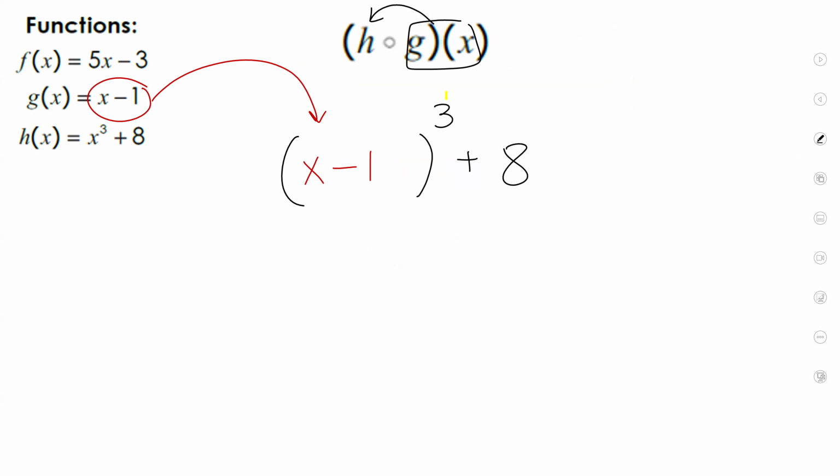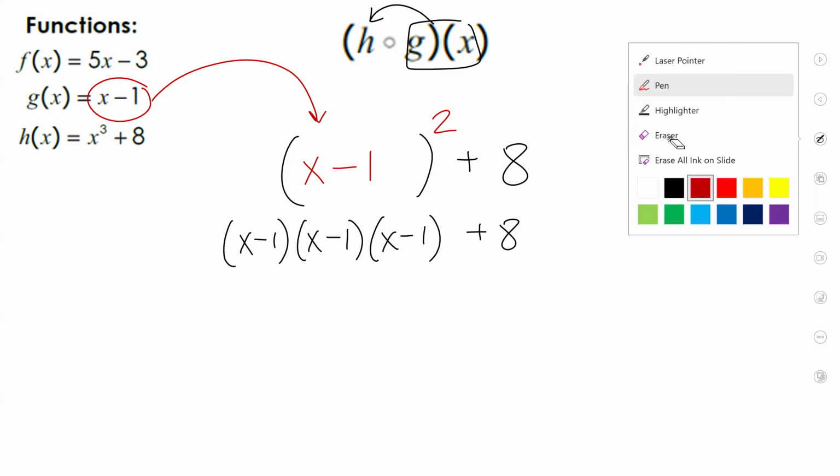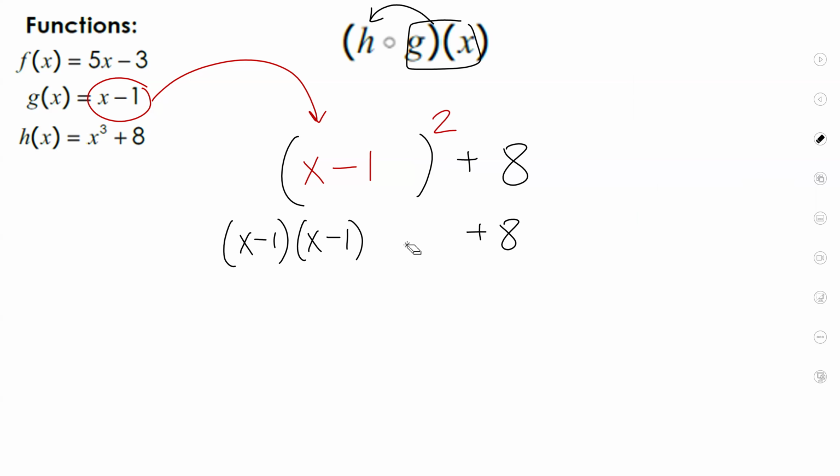Whenever I have a cubed, that means you're going to write it 3 times. This means x minus 1 times x minus 1 times x minus 1 plus 8. Question, guys. What if this was a 2? What would you do? You would just write it 2 times. So it'd be like that if it was a 2. But we have a 3, so we're going to write it 3 times.